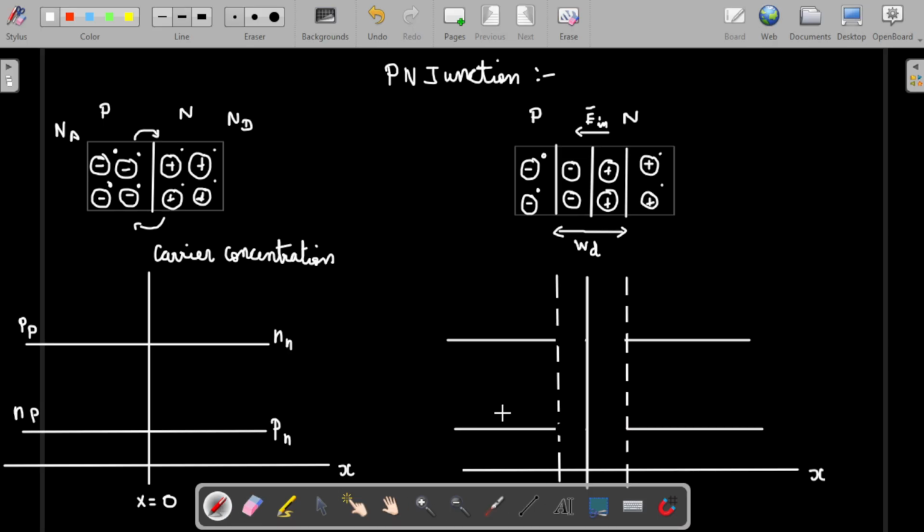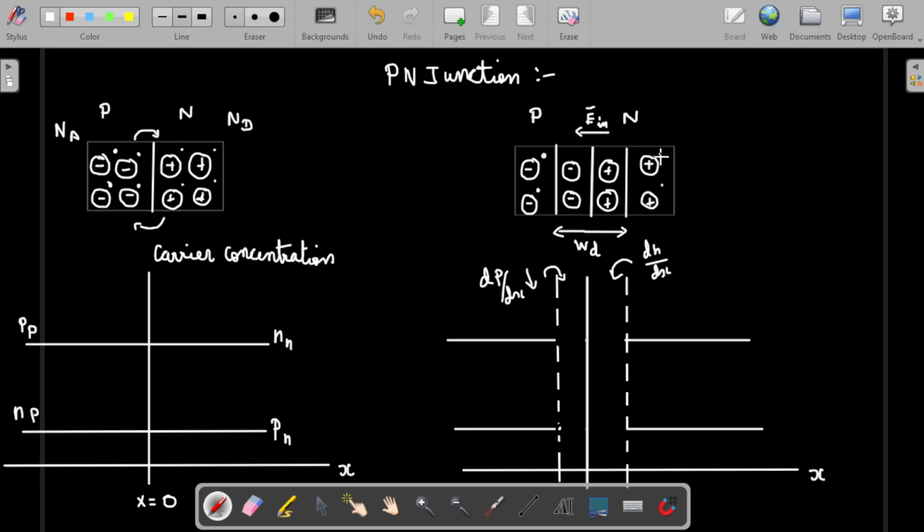I hope you guys are able to get it, right? Once this comes into the depletion region, we know that dp by dx will be decreasing here. And in this region, we know dn by dx is decreasing.